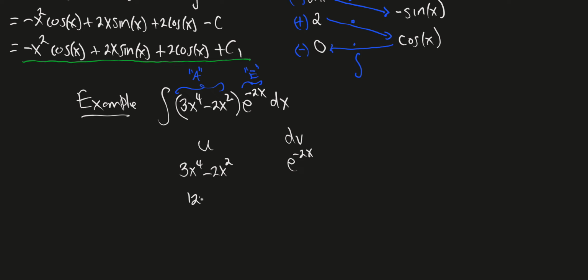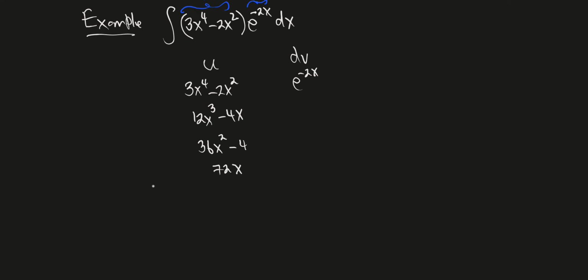So let's keep differentiating this polynomial until we get 0, right? So we're going to have 12x cubed minus 4x. Then we're going to have 36x squared minus 4. Then we're going to have 72x, right? Still going. And then we have 72 as our constant, and then the derivative of that constant is 0. So you can see, basically, whatever the degree of your polynomial, it's going to be the degree plus 1 times of differentiation that will reduce that polynomial to 0, right?